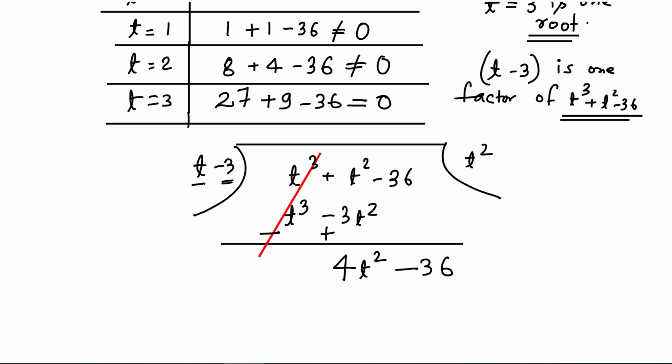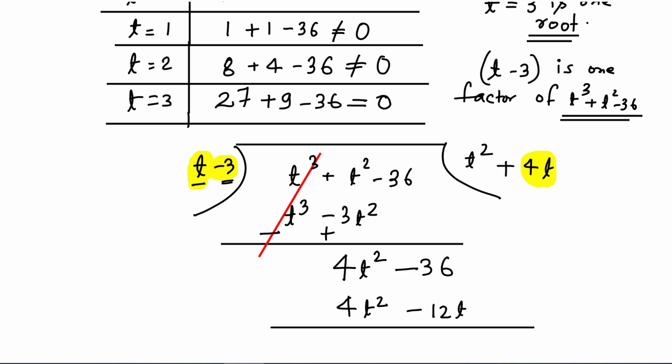So now I need to have 4t square here. This means I consider 4t, and first multiply 4t with t, so that will be 4t square. Then I multiply 4t with minus 3, that will be minus 12t. Now in the next step I have to change the sign, that is plus becomes minus because I have a plus here, and minus becomes plus. This gets cancelled out.